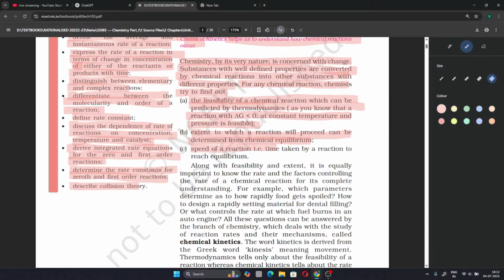Speed of the reaction, that is the time taken by a reaction to reach equilibrium. Along with feasibility and extent, it is equally important to know the rate and factors controlling the rate of chemical reaction for its complete understanding.